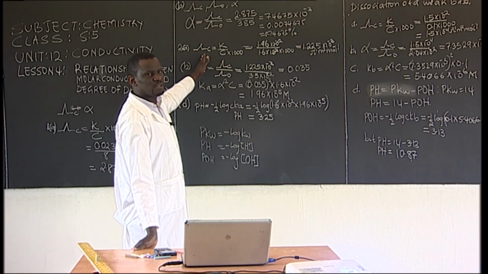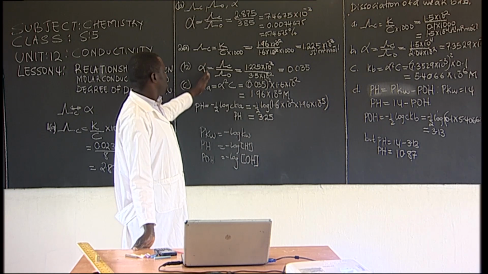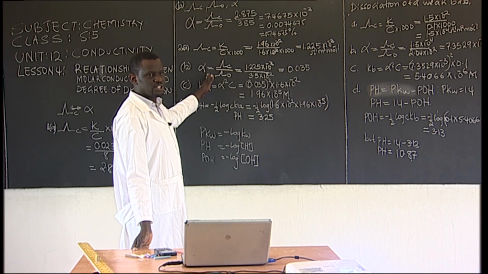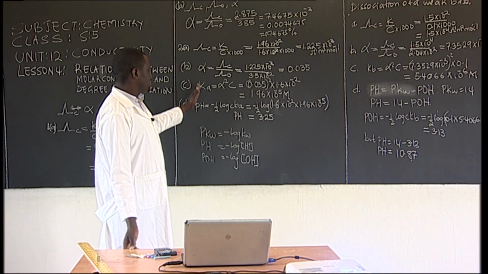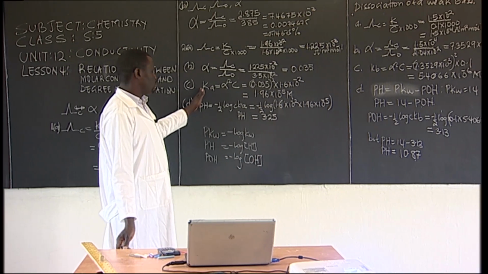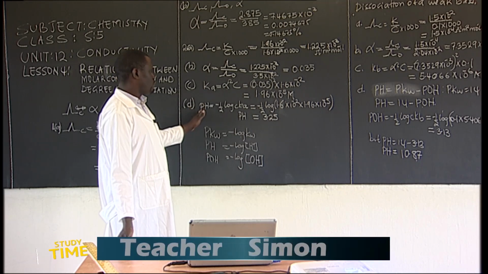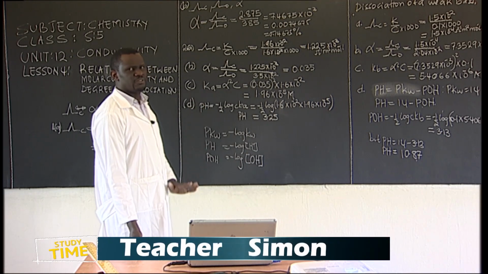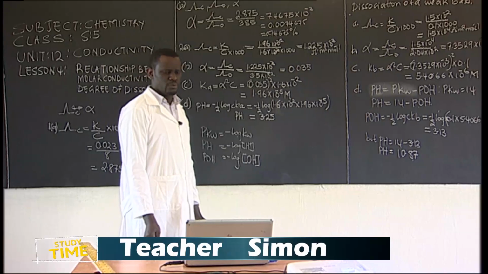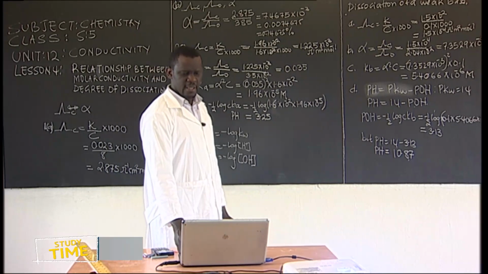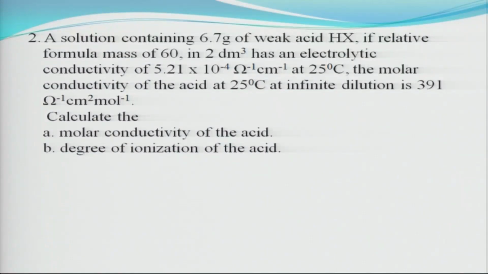Calculate the molar conductivity, units are in meters. Then the degree of dissociation. Then the acid dissociation constant Ka. I told you we shall prove this, especially when we study in senior 6. Then pH also. I think it's very easy. You will not fail. I'm sure of that. Then we have another question.